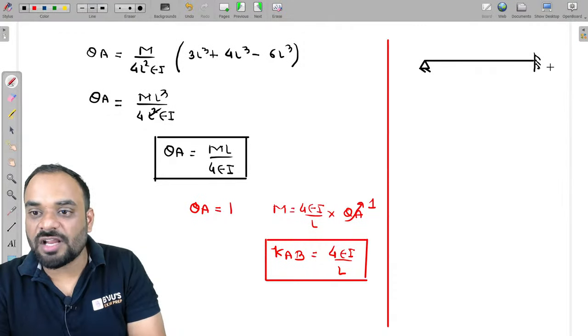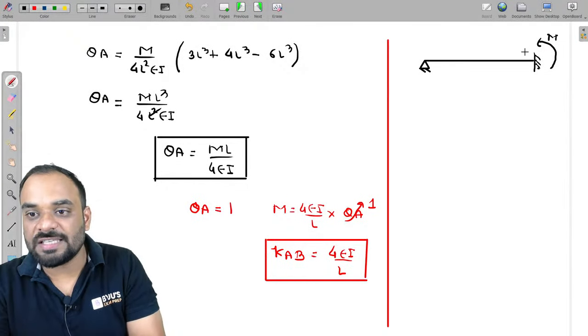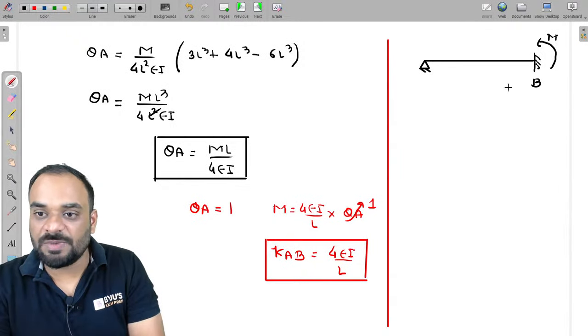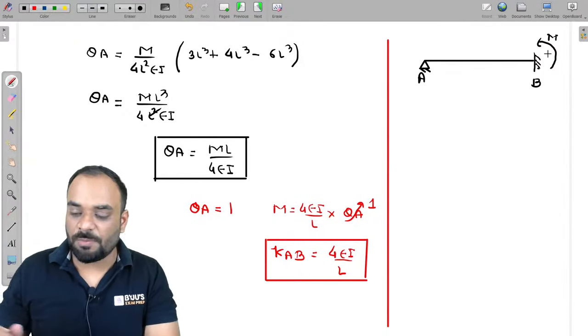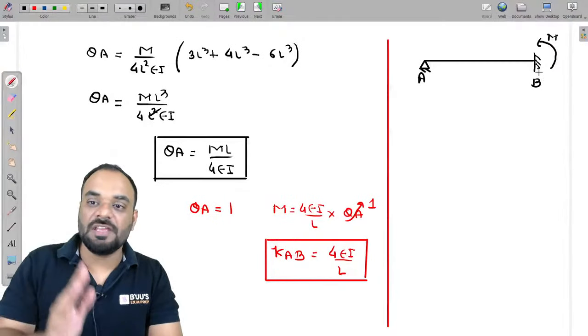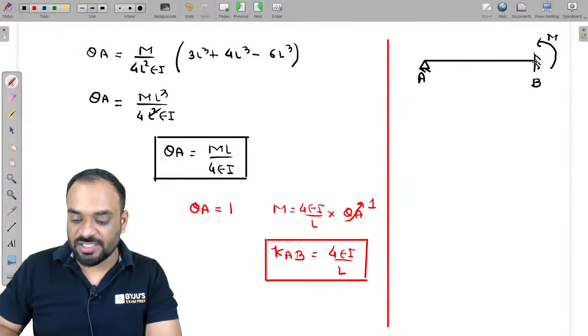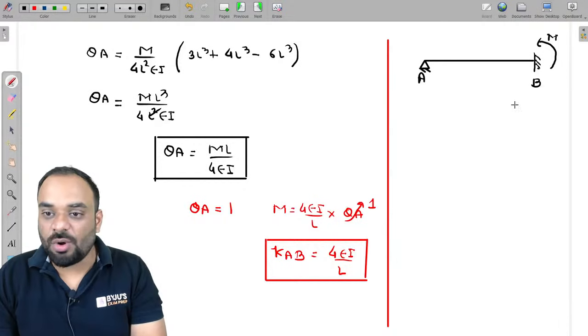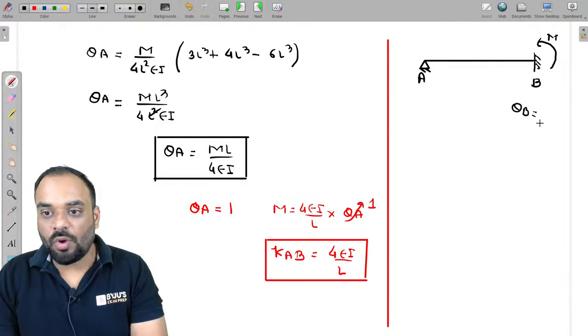Now what we are trying to do, we are trying to apply the moment at the near end again, and this end is fixed basically, and this is B and this is A. Now tell me guys, if you apply the moment at end B, then what should be the rotation at end B by this particular moment? Tell me guys in the chat box quickly. What should be the value of theta B?